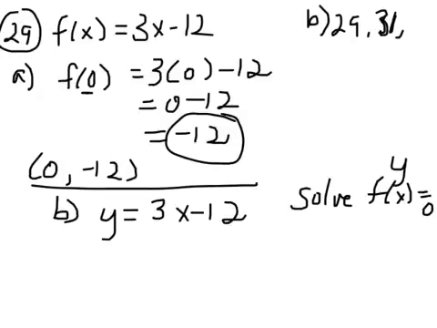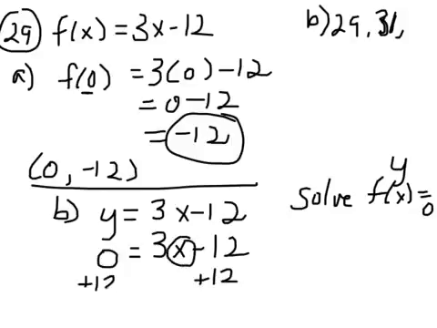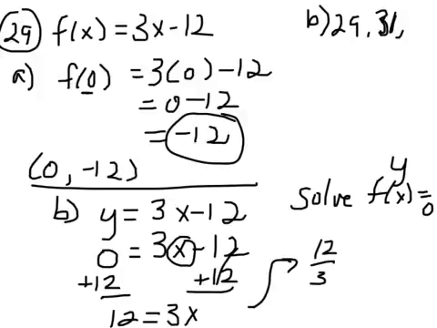So what they're telling you to do is plug in 0 for y. Well, you can do it. It's just a little more work, right? Then you'd have to solve for x. You'd have to add 12 to both sides. You get 3x equals 12. You need to divide both sides by 3 to get the x by itself. And then the answer would be x equals 4.